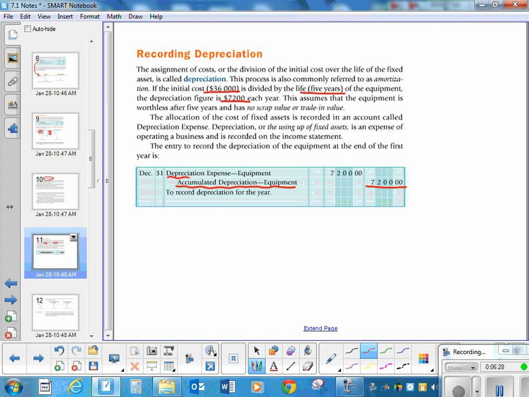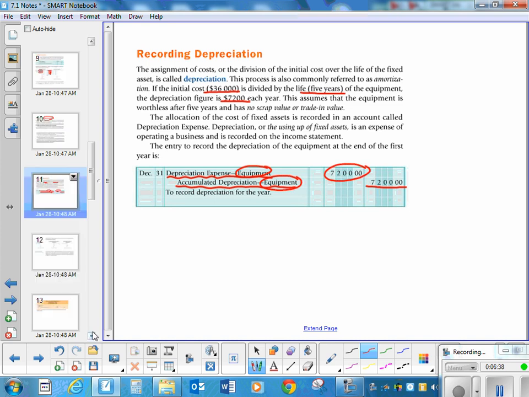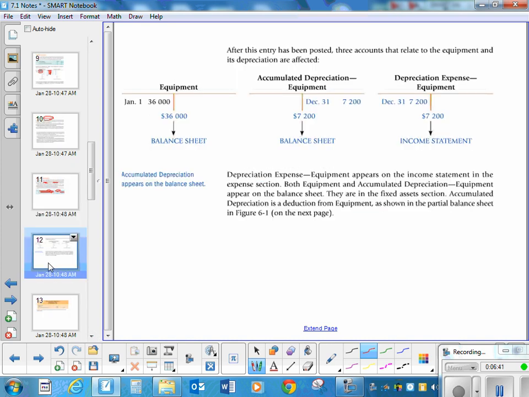And then to go along with it, we need to have our expense account. And do you see the word equipment here? That's important. We have a debit of $7,200. If you want to look at it this way, you have your asset, which is $36,000 for equipment. You're going to take off $7,200. So do you see how this is a debit, this is the credit, because we're reducing our equipment. And our expense account is going to go up $7,200.